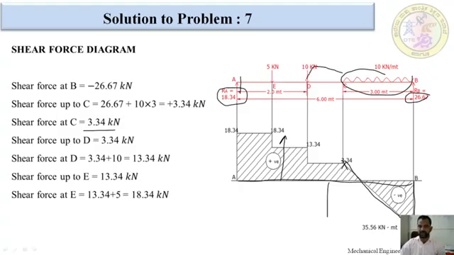After that, there is no load between C and D. For that reason, I am going to draw a horizontal line up to D point. At D point, how much did we get? 13 point something, more than 3 point something. I am going to mark it here and join it with a vertical line. Whenever a point load is there, there would be a vertical line on the shear force diagram. There is no load between these 2 points, so we will draw a horizontal line.